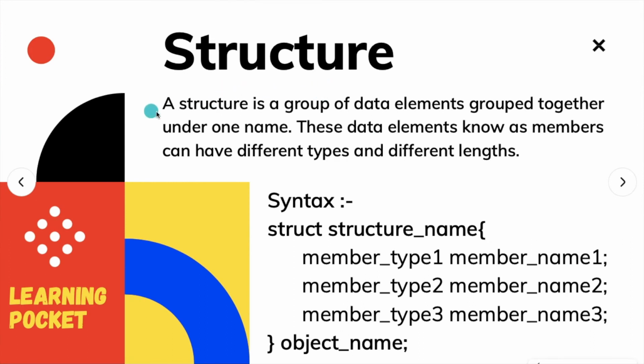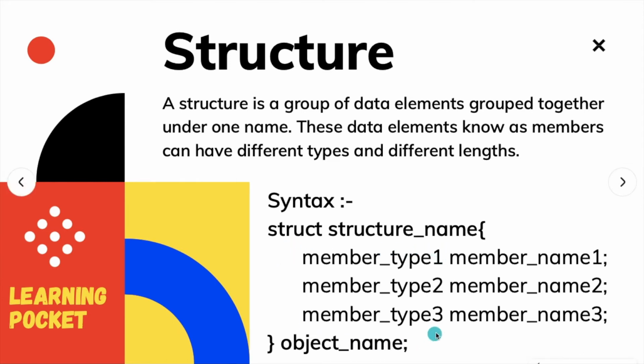So what are structures? A structure is a group of data elements grouped together under a single name. These data elements, known as members, or data members, can have different data types and different lengths, and by length we mean the sizes. For the syntax, I need to write struct, which is a keyword that tells the compiler that I am going to declare a structure, and then the name of the structure, and the naming rules remain the same as for variables.